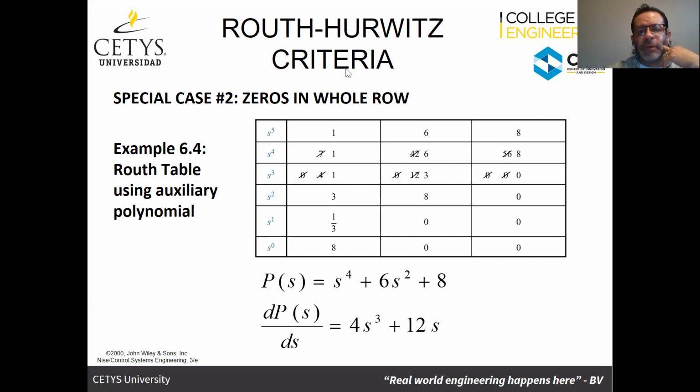Now, what do we see in this tabulation here? How many sign changes do we have?